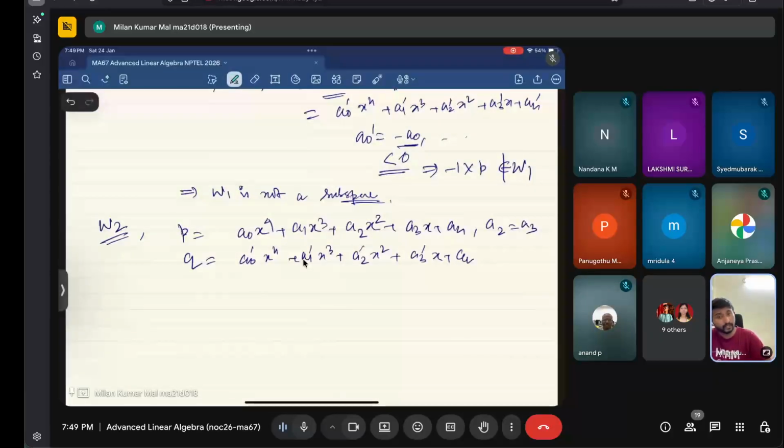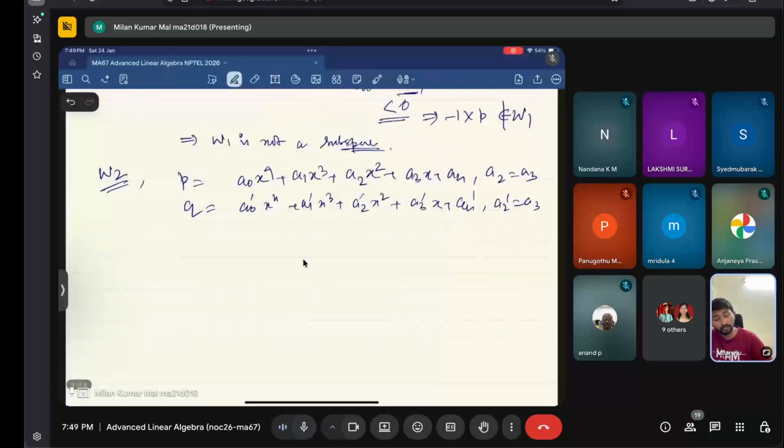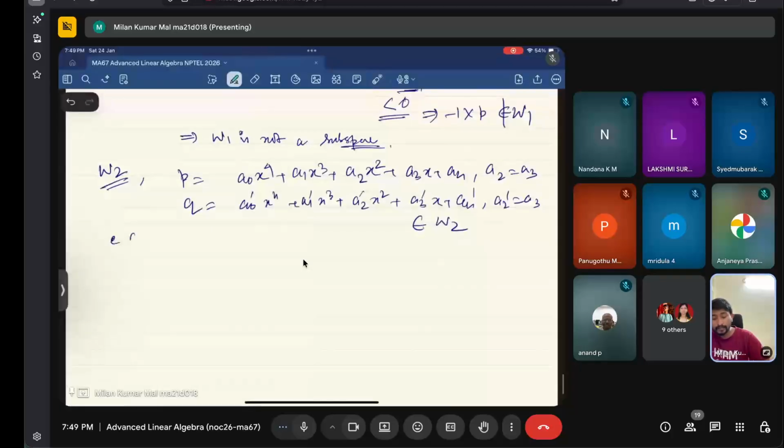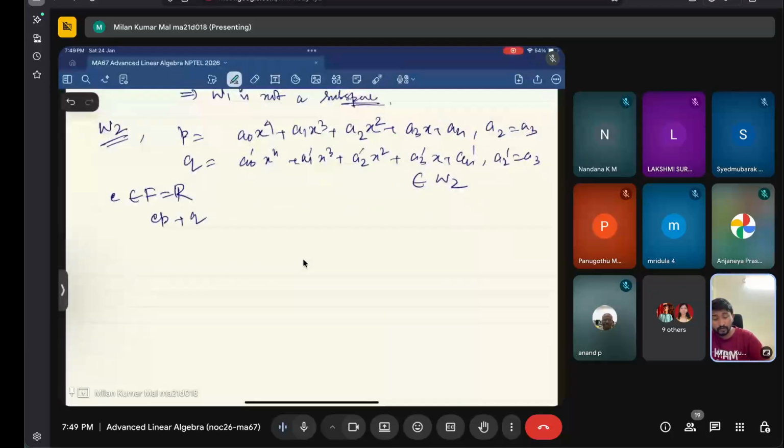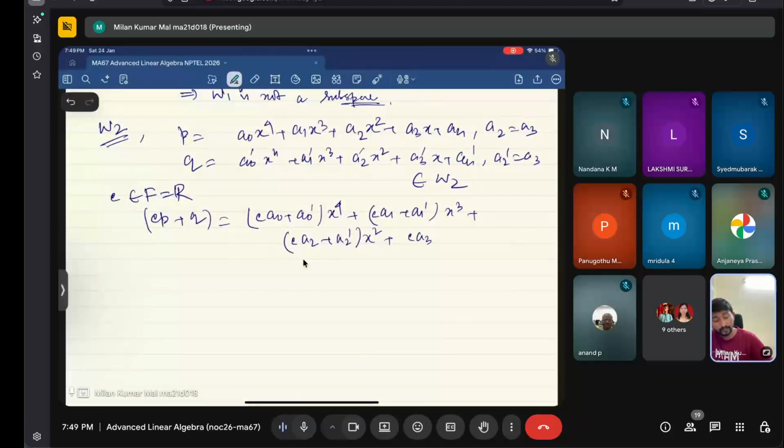Now let's take an arbitrary element; these two are elements in W2. Let's take C as a scalar element in the field. Then CP plus Q will be: (C A naught plus A naught dashed) x^4 plus (C A1 plus A1 dashed) x^3 plus (C A2 plus A2 dashed) x^2 plus (C A3 plus A3 dashed) x plus (C A4 plus A4 dashed).